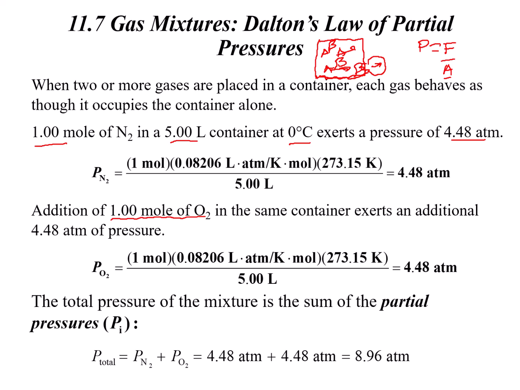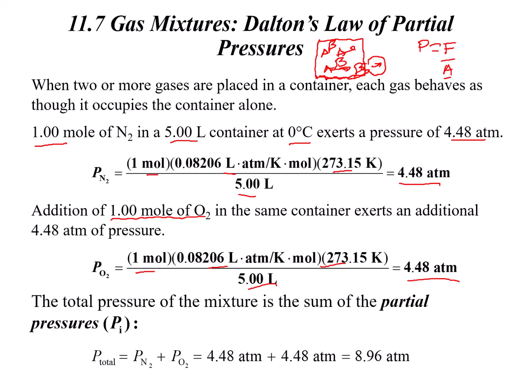Well, there's a relationship between pressure and number of moles. So each gas is going to exert a pressure of 4.48 atmospheres. And you said, how'd you get that? Well, 1 mole of nitrogen gas times R times T divided by V. Same thing for the oxygen. Both of these have individual pressures, or we call them partial pressures.